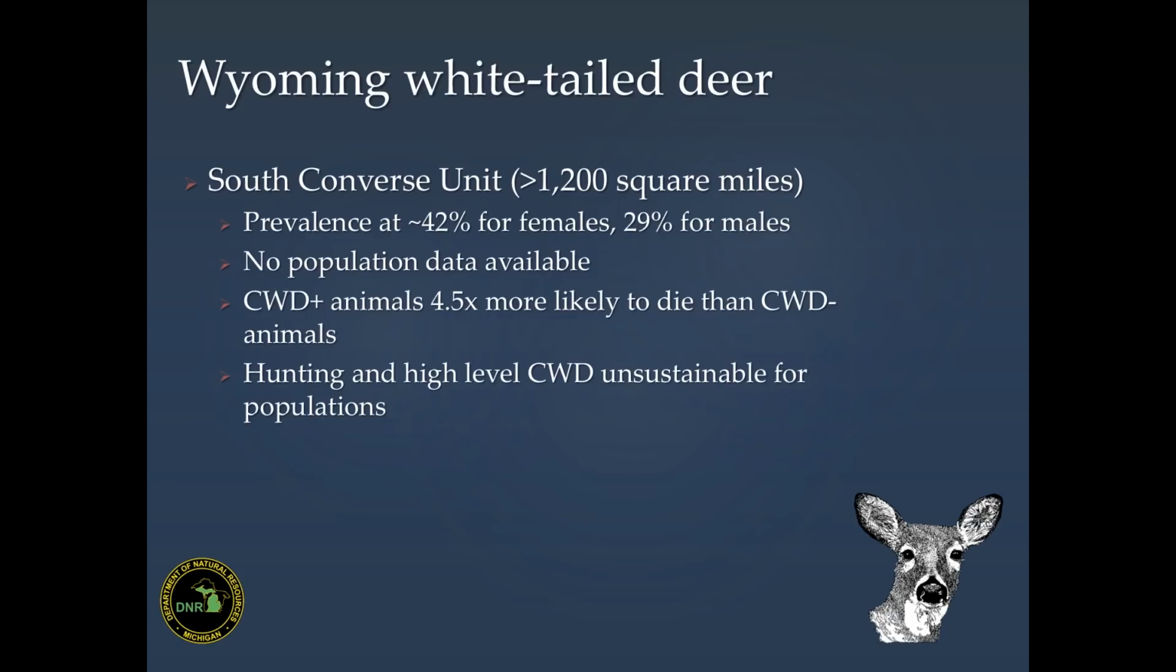So I first want to start talking about what's occurring in Wyoming, specifically in their white-tailed deer. And I want to take you to what's called the South Converse Unit, which is a little over 1,200 square miles.